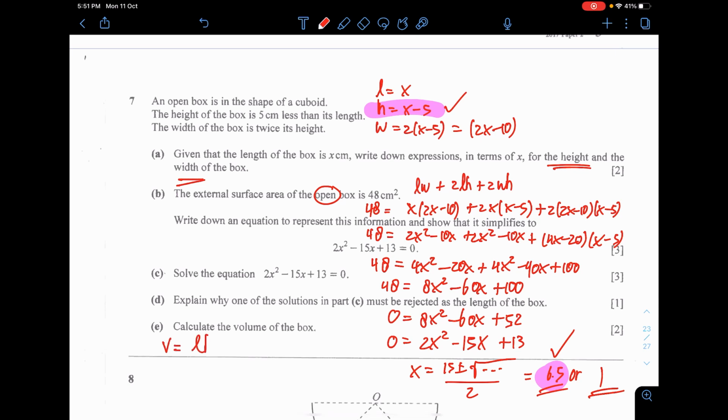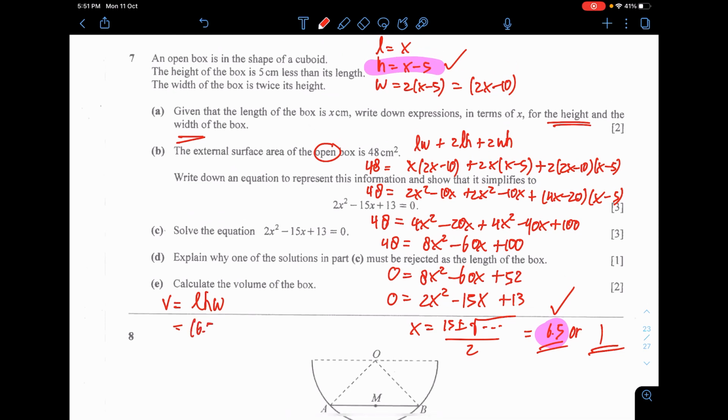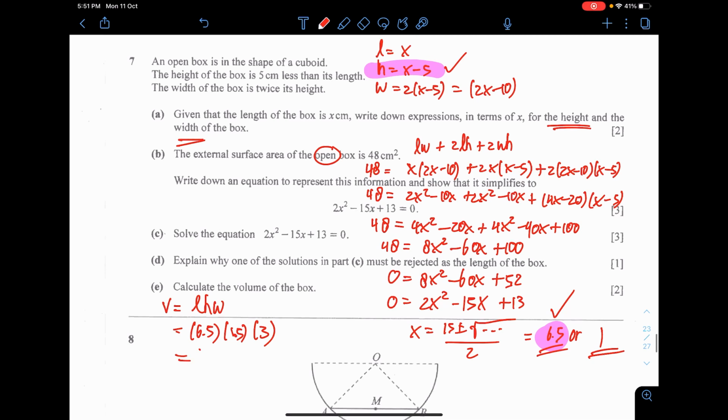Okay, length times height times width, which is 6.5 multiplied by 1.5 multiplied by 3, and that will be 29.25. Okay, that should be nice.